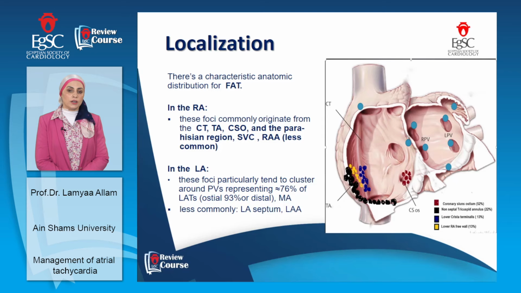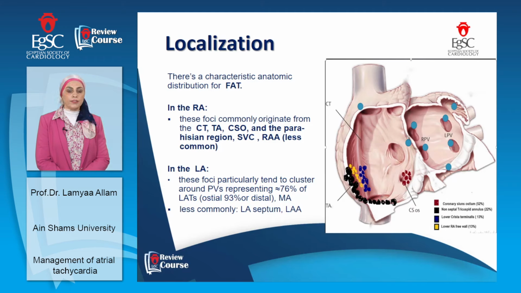The third point I will discuss today: how I can detect or find the site of the focus of atrial tachycardia through the ECG. Atrial tachycardia has a characteristic anatomical distribution and common sites that I should know before I see the ECG. In the right atrium, the most common sites for ectopic atrial tachycardia are the crista terminalis, coronary sinus ostium, septal origin, tricuspid annulus, and right atrial appendage.